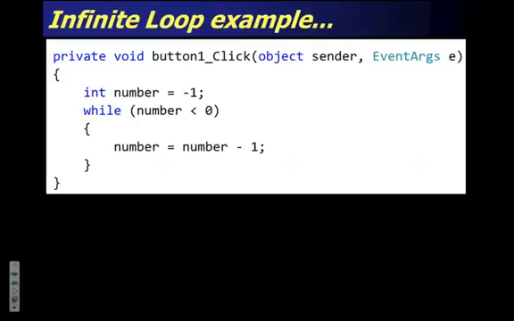Let's take a look at the code. So it says, okay, I'm going to start a variable off at -1. And I'm going to say, well, that number is less than 0. Well, -1 is less than 0, right? But then what do I do to the number? I subtract 1. So what does it become? -1 minus 1 is -2. Is -2 less than 0? Yeah. Then what does it do to it? Makes it -3. Then -4. Is it ever going to fail this test? No. It will infinitely run.